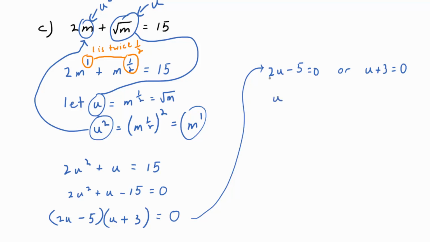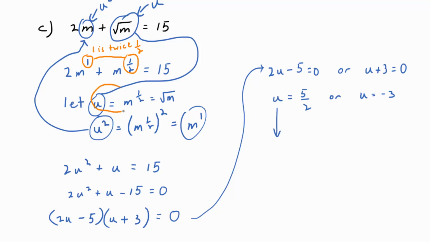Add 5, divide by 2, u equals 5 halves, or the other one, u equals negative 3. So we're done, right? No, we're not done. What do we have to do at this point? Go back and look at your work. What does u really equal?